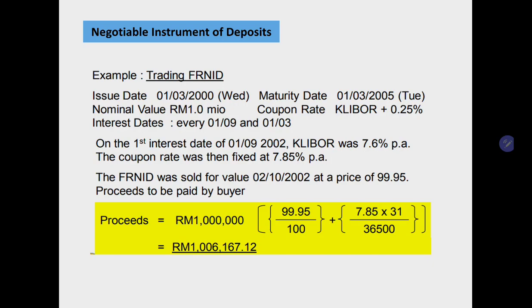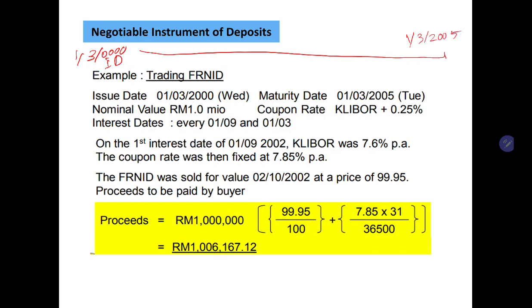Let's take an example. The issuing date is the 1st of March 2000. This is the timeline. The maturity is the 1st of March 2005. The nominal value is 1 million. The coupon rate, so now the bank determines that the coupon rate is 0.25%. This is fixed, determined by the bank.